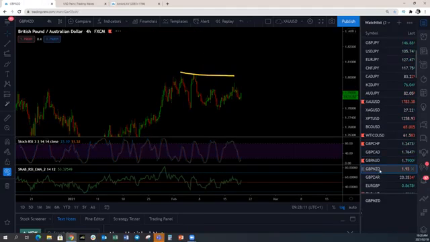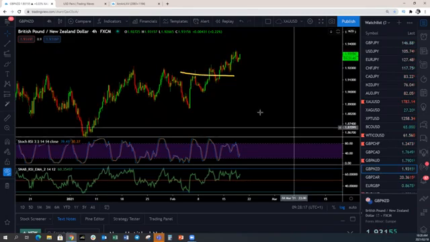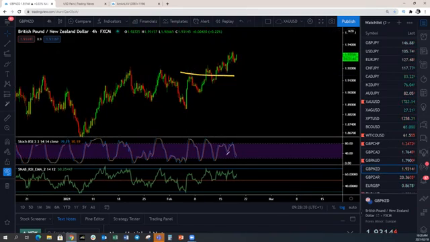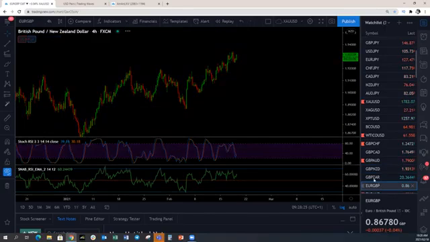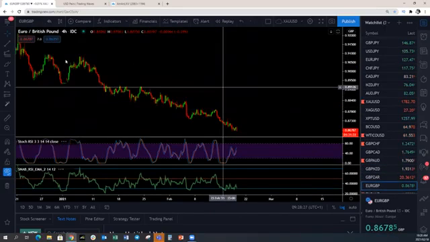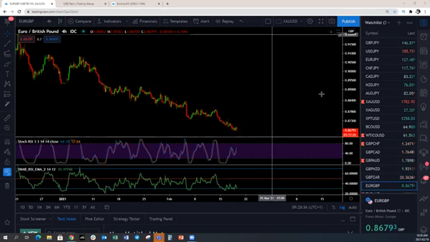Pound New Zealand, same, but the trade setup on pound New Zealand is not so good, but we're expecting a continuation to the upside. As far as the indicator and structure is concerned, this is what we have here. Euro pound, definitely going to continue to the downside. We can see what's happening with the pound pairs. Very bearish, still continuation to the downside. No sign of reversal.